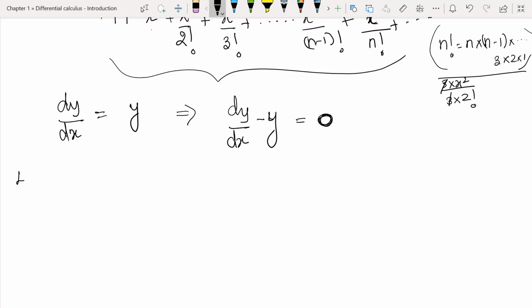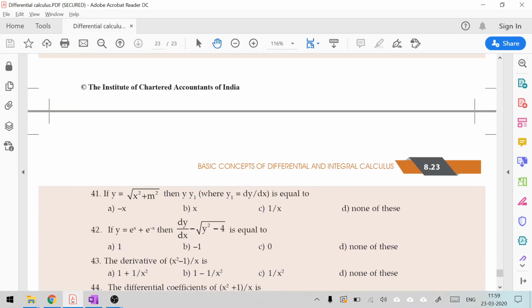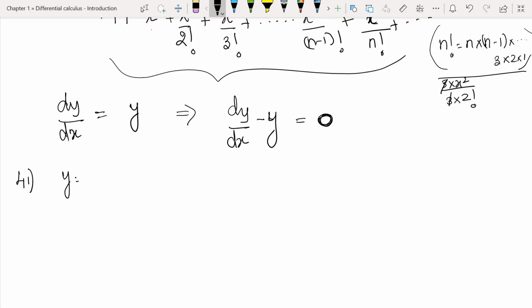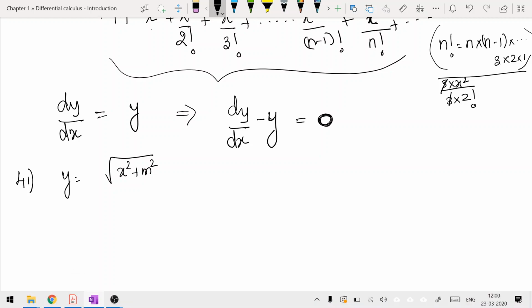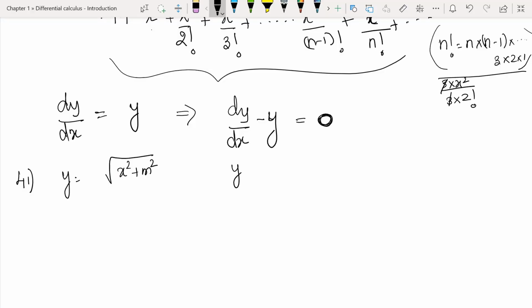Okay, let's move on to question number 41. Question number 41 is y is equal to root of x square plus m square. What is y1? The question is telling you y1 is equal to question mark. y1 is just another way of saying dy by dx. So let us find out dy by dx in this case.